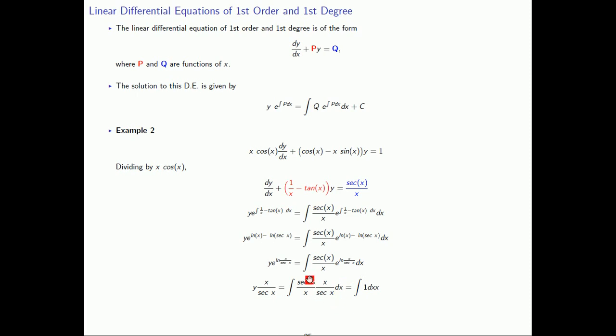So this sec x upon x and x upon sec x will cancel each other, and we will have only dx. Oh, sorry for the typo. It should be only dx. So in this step, we have used the property of logarithmic functions and the exponential functions, and we got the RHS as integral one dx. So on integrating this, we will get x plus the constant of integration c.